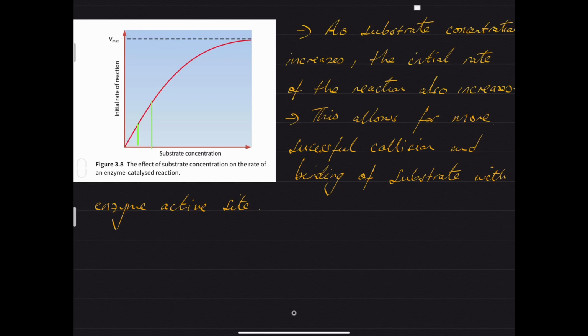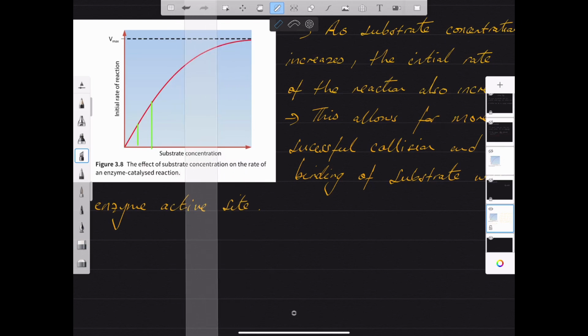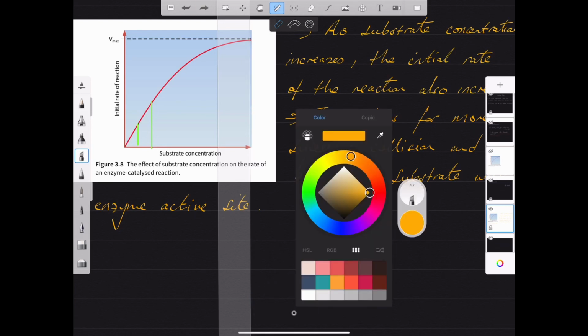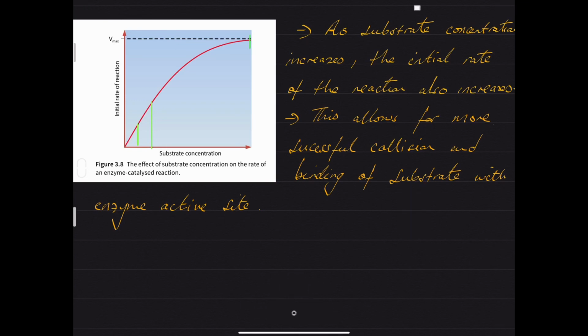However, if you keep adding more substrate, a point will come where all the enzyme's active sites are occupied and continuously working. This means that when you keep increasing the concentration of the substrate, you do not get an increase in the initial rate. And that is represented also on the graph. So you should notice here that we start to get a leveling off. You can see at this point, there is a leveling off, a plateauing of the graph.